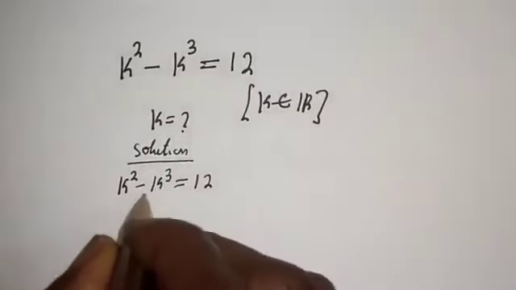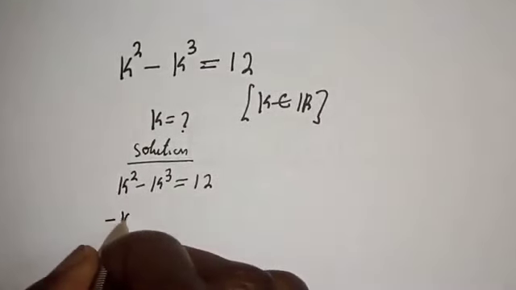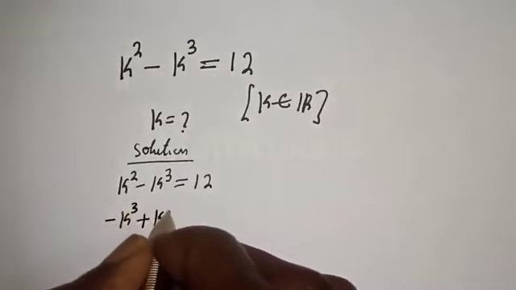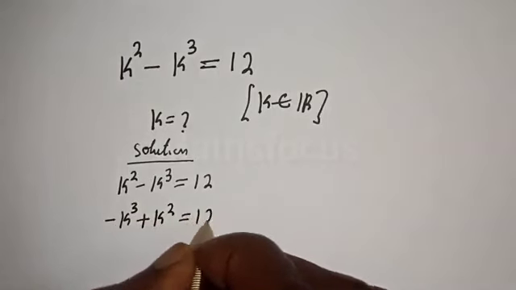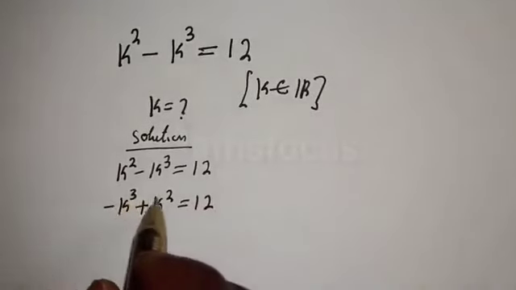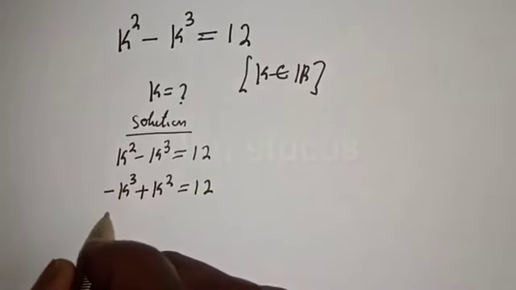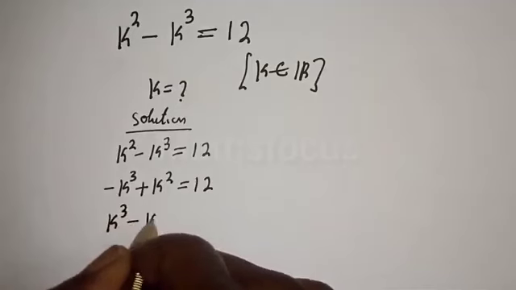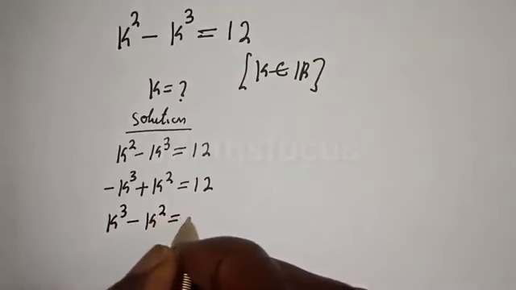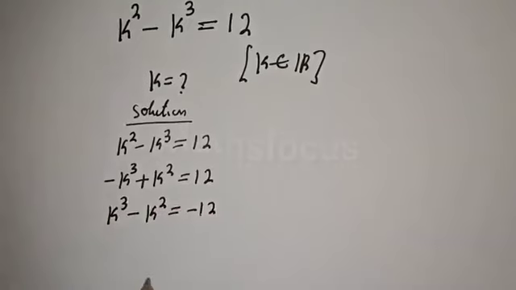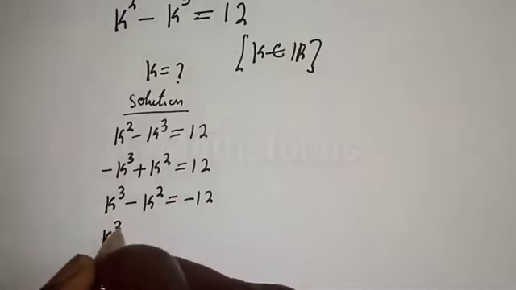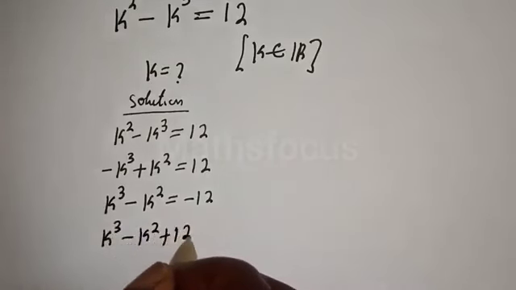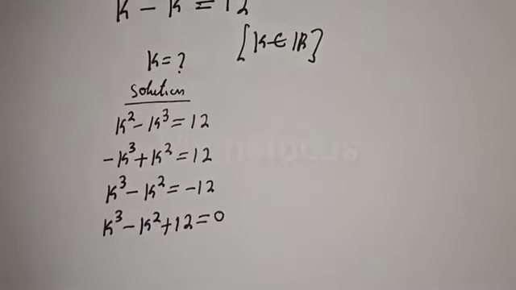Then we can rearrange this. We have minus k raised to power 3 plus k square is equal to 12. Let's multiply all through by minus 1. Then here is k raised to power 3 minus k square is equal to minus 12. Then k raised to power 3 minus k square plus 12 is equal to 0.